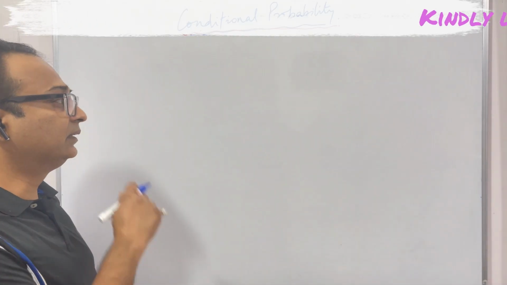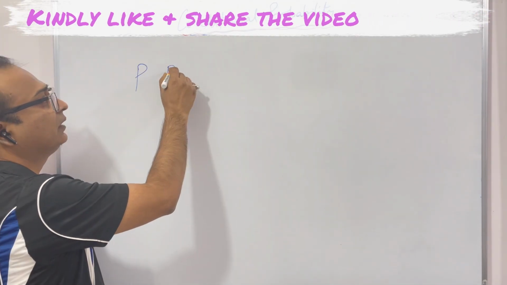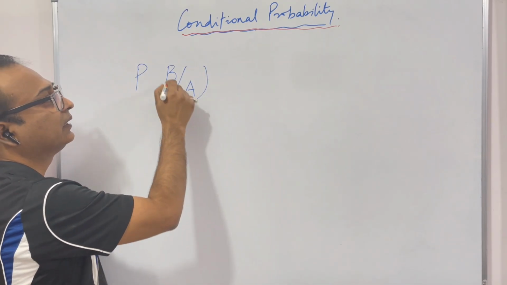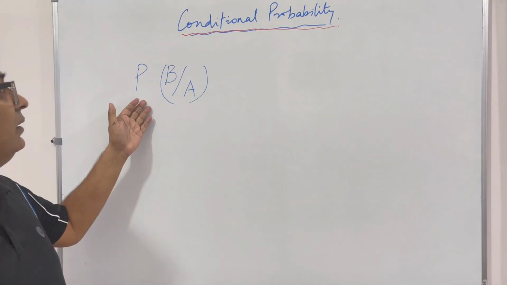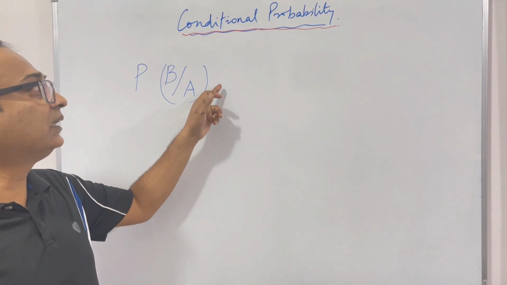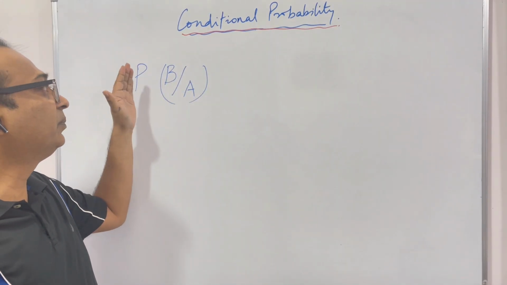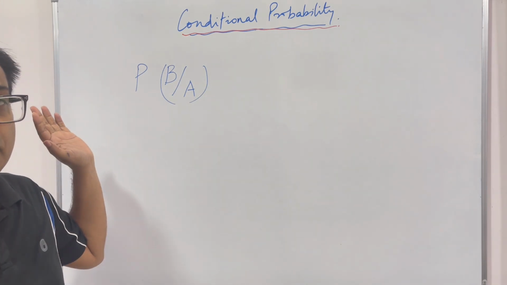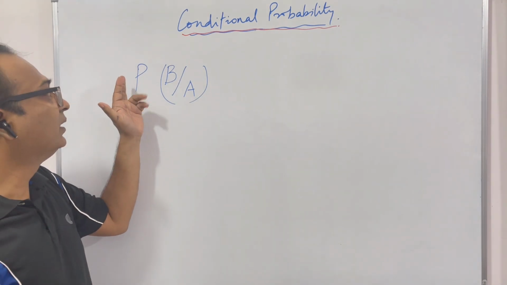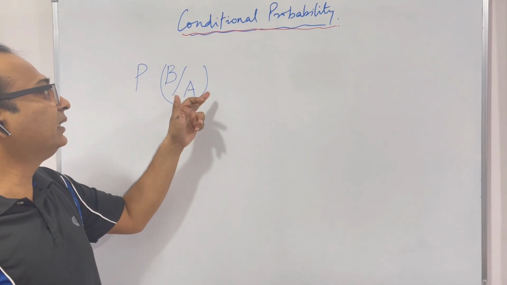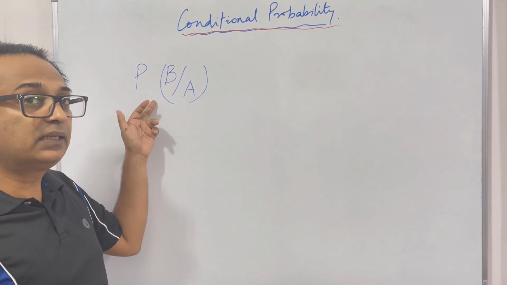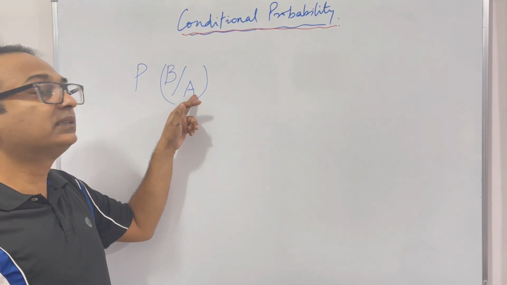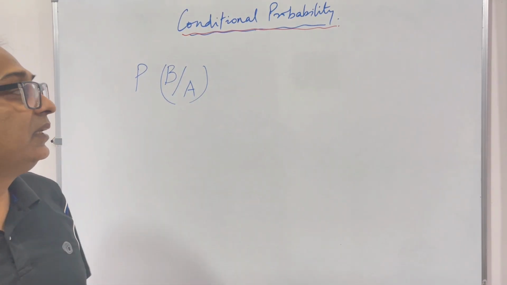Now we define conditional probability. Conditional probability of B when A has already occurred. This P(B/A) denotes the conditional probability of B when A has already occurred. This is conditional probability. Again I am saying, this P(B/A) represents the conditional probability of B when A has already occurred. What is the meaning of this?